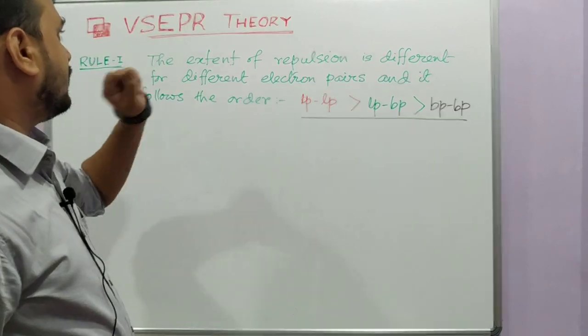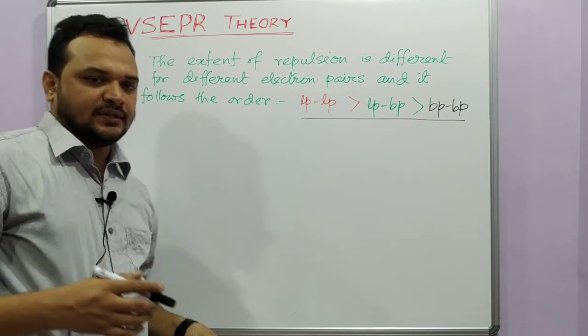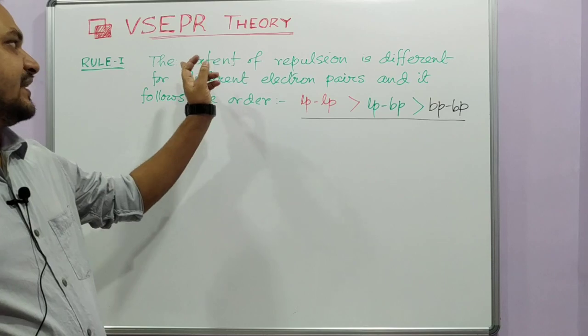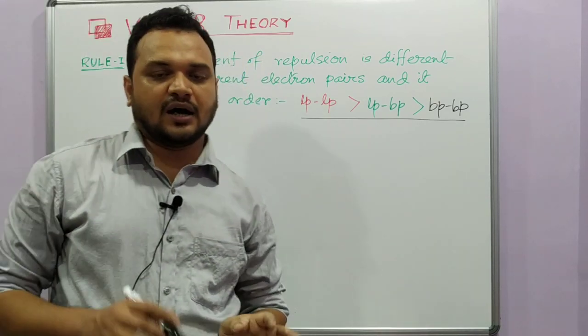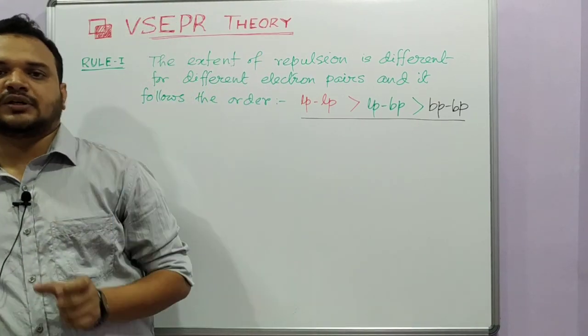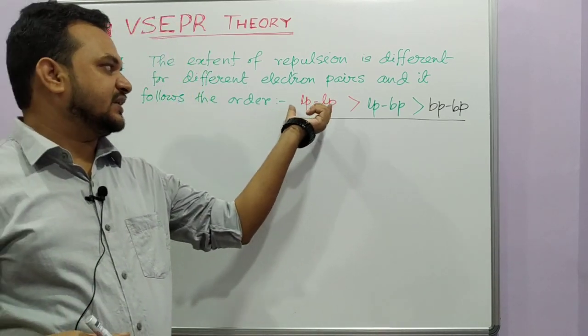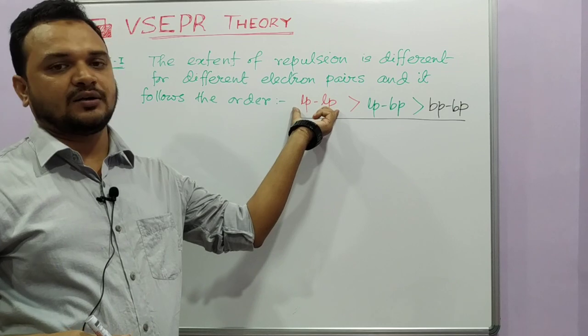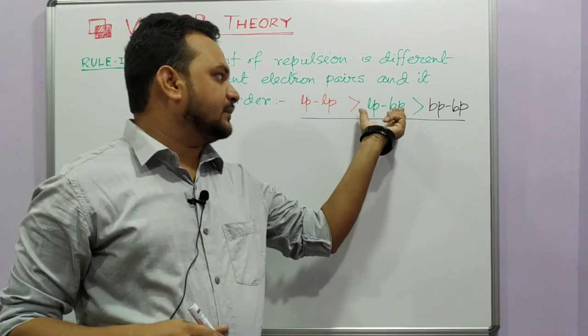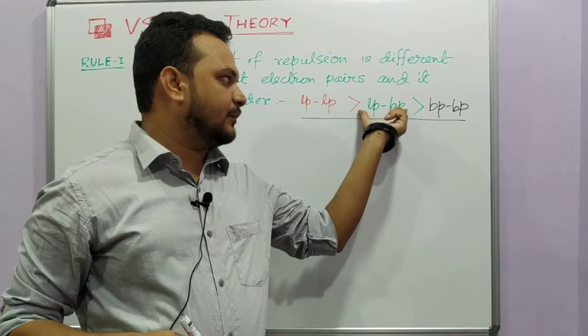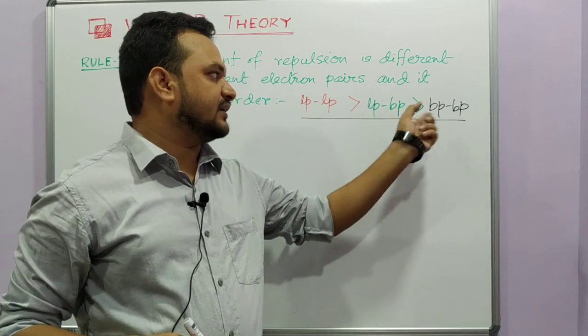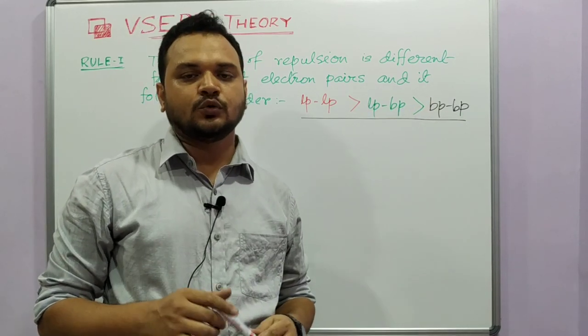The first rule of VSEPR theory says that the extent of repulsion is not the same for each pair of electrons. If you take two lone pairs, then the extent of repulsion is far more than the repulsion between a lone pair and a bond pair, and that is further greater than the repulsion between two bond pairs.